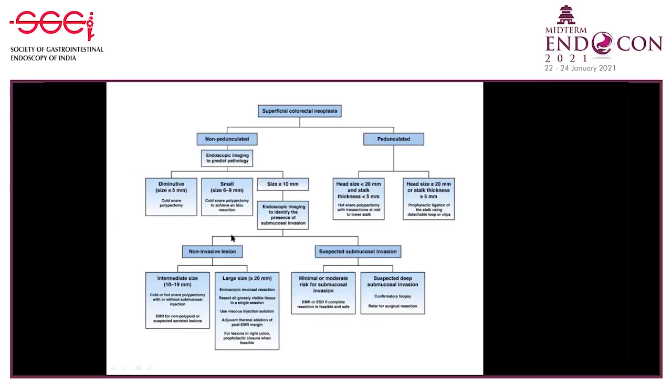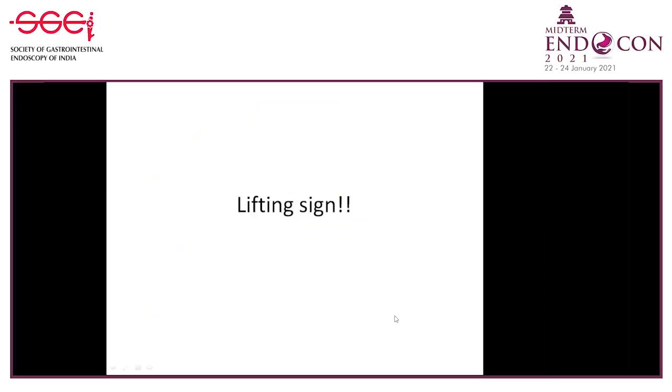Here, there's a non-invasive lesion which could be intermediate size, 10 to 19 millimeters. You can decide on EMR for non-polypoid or suspected serrated lesions, or for a large size, go for endoscopic mucosal resection, and we have to resect as much as possible. All the visible lesion should be resected. Suspected submucosal invasion, we can go for EMR or ESD, and suspected deeper invasion, please go for surgery and don't attempt. Yes, as I said, lifting sign is very important.